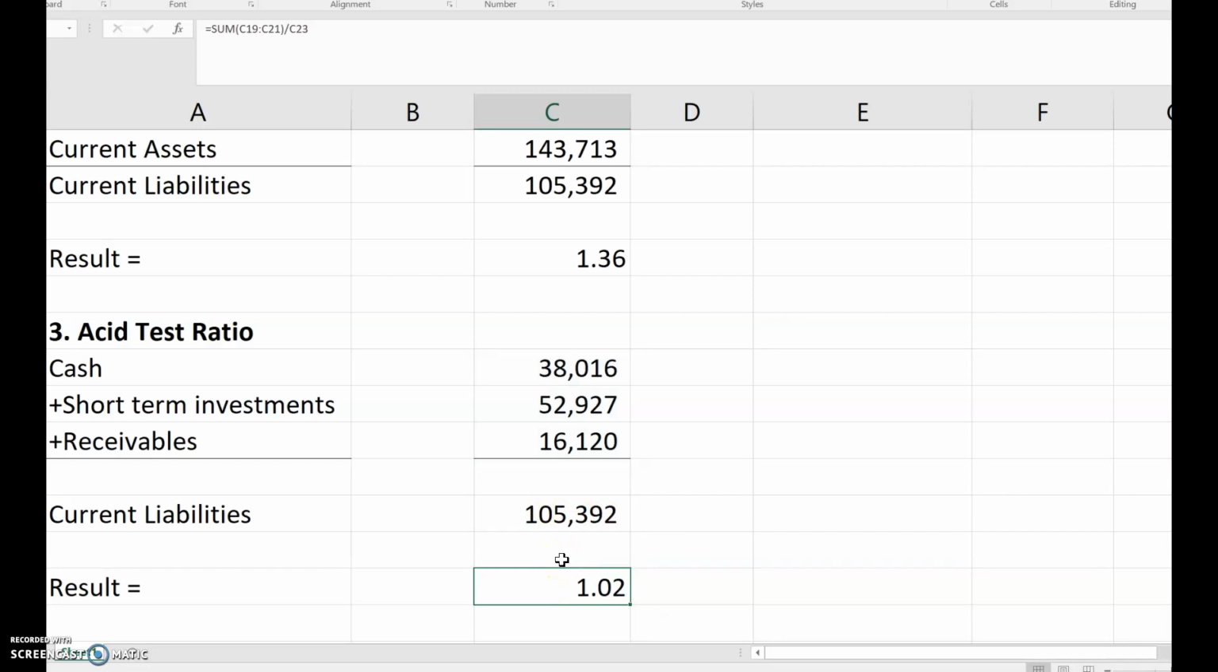So 1.02. So even if they can't sell off their inventory, they can still cover all of their current liabilities. Okay, so a benchmark is typically 1. If that's our guideline, typically you want a ratio of 1. But again, that's industry dependent. So you compare this to your competitor, you can compare this to yourself in previous years, but we're at least meeting the guideline for this one.